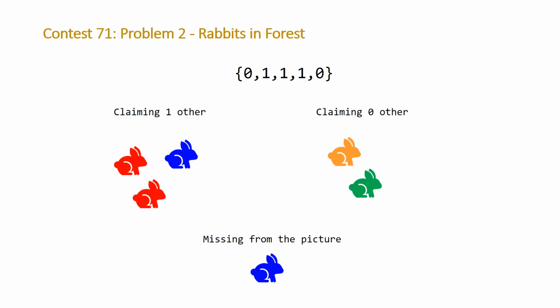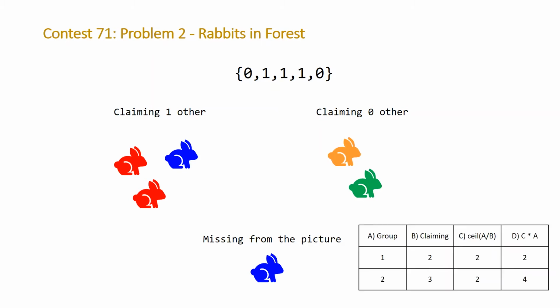We just need to keep track of how many rabbits are saying n other rabbits exist with the same color as me, and then do a little calculation to check how many rabbits we are potentially missing and return that. The way we're going to do that is by taking a map and inserting what the rabbit is saying and keeping a count of that. So the group is what we're inserting, and the value will be how many rabbits are claiming that. And then all we do is we divide A by B and take the ceiling of that.